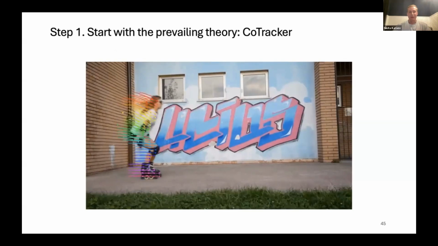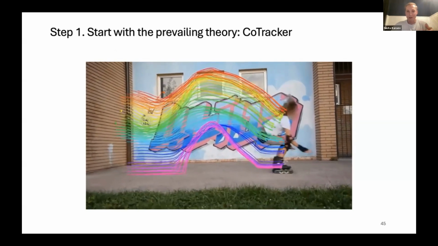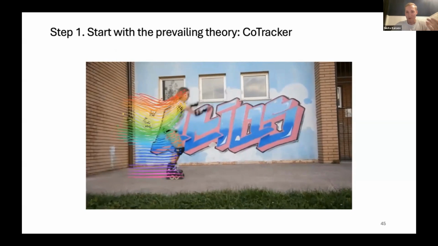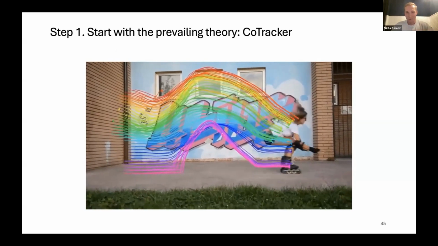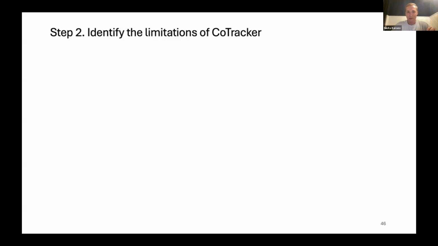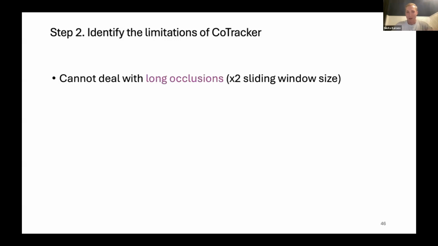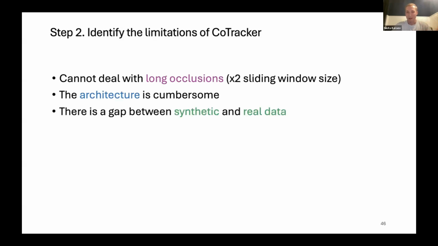Okay, let's go back to CoTracker. In CoTracker3, we started with the prevailing theory, which is CoTracker, the existing solution. Then we tried to identify its limitations. One of them was that it still could not deal very well with long occlusions, like 2 lengths of its sliding window size, for example, or more. Another thing was that the architecture was cumbersome, and there was still a gap between synthetic and real data that we wanted to address in this work.